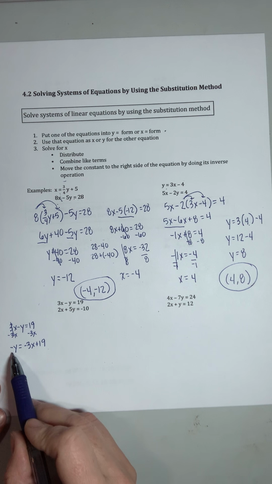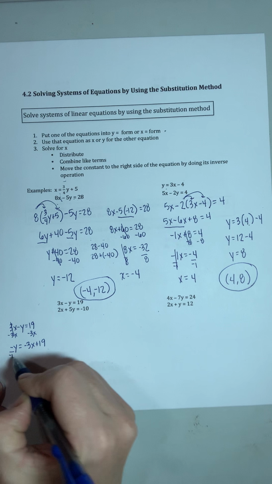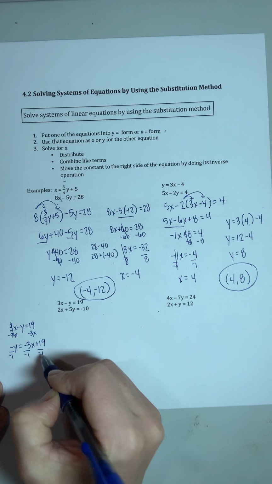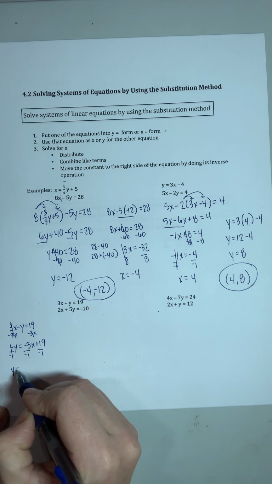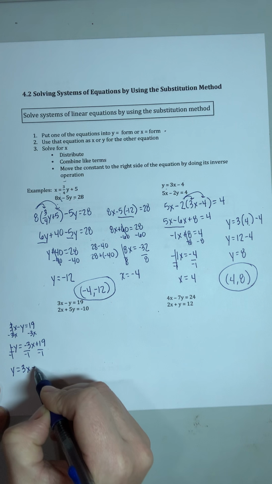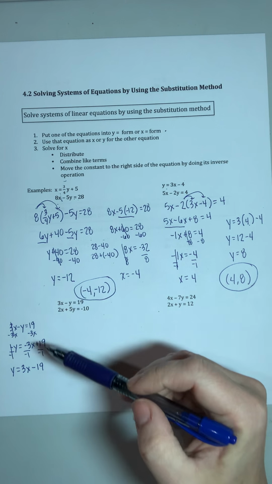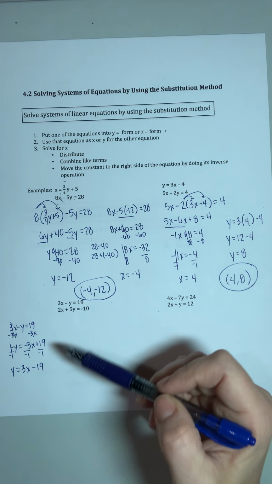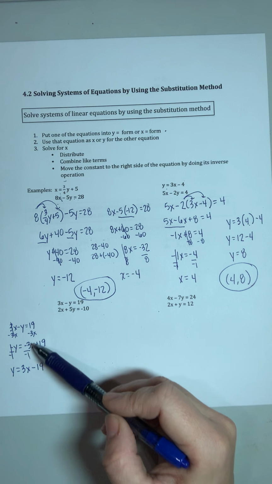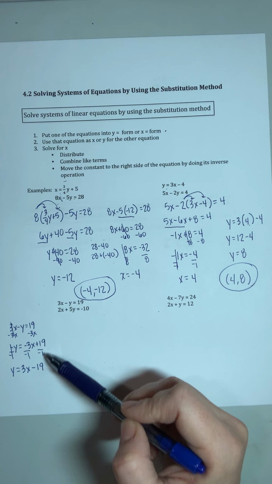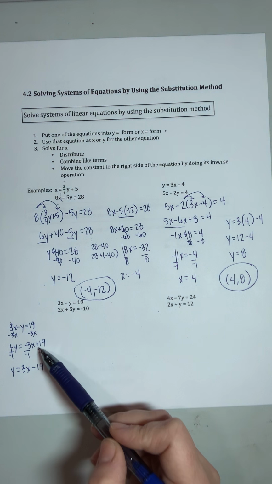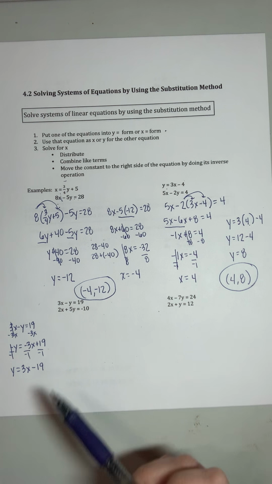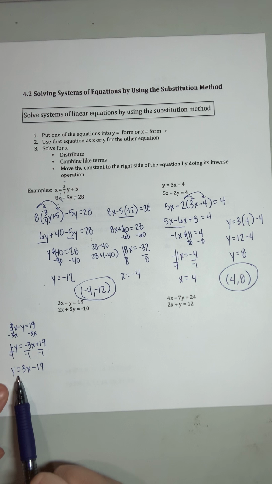Now, I don't want a negative y, so I'm going to divide everything by negative 1. So it gives me 3x minus 19. So really, anytime you divide by a negative 1, you're just switching the signs. So now if those are both negative, it becomes positive, and if those are one of each, if that's a positive 19, it becomes a negative 19. So now I have my y equals.